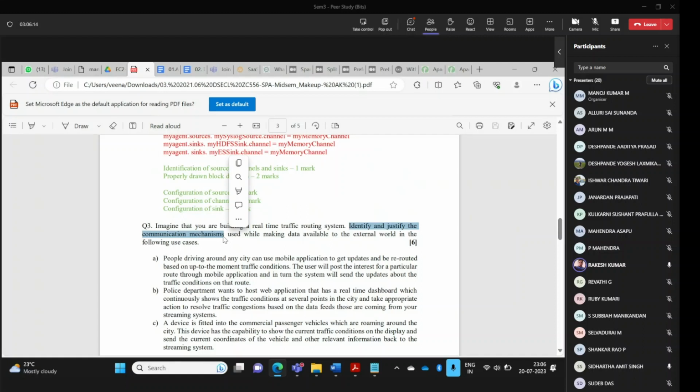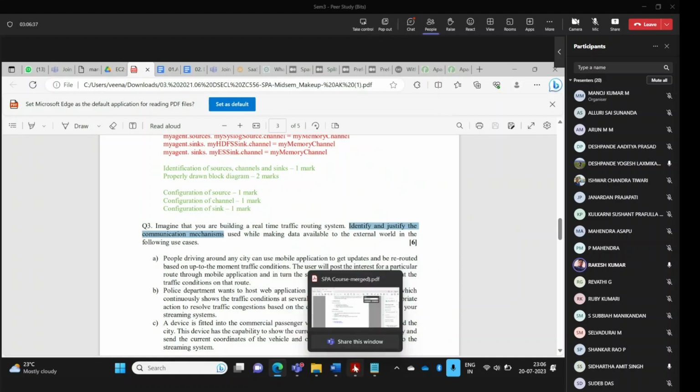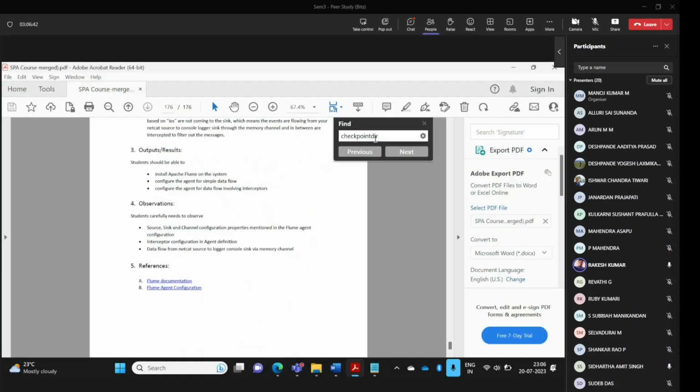So the communication mechanism here could be, you know, the data. First, people driving in the city get mobile updates and rerouting, but who will provide the data? The people driving. So what are the different types of communication mechanism we have? One could be, you can send SNS service, right? You can use it to send a message.